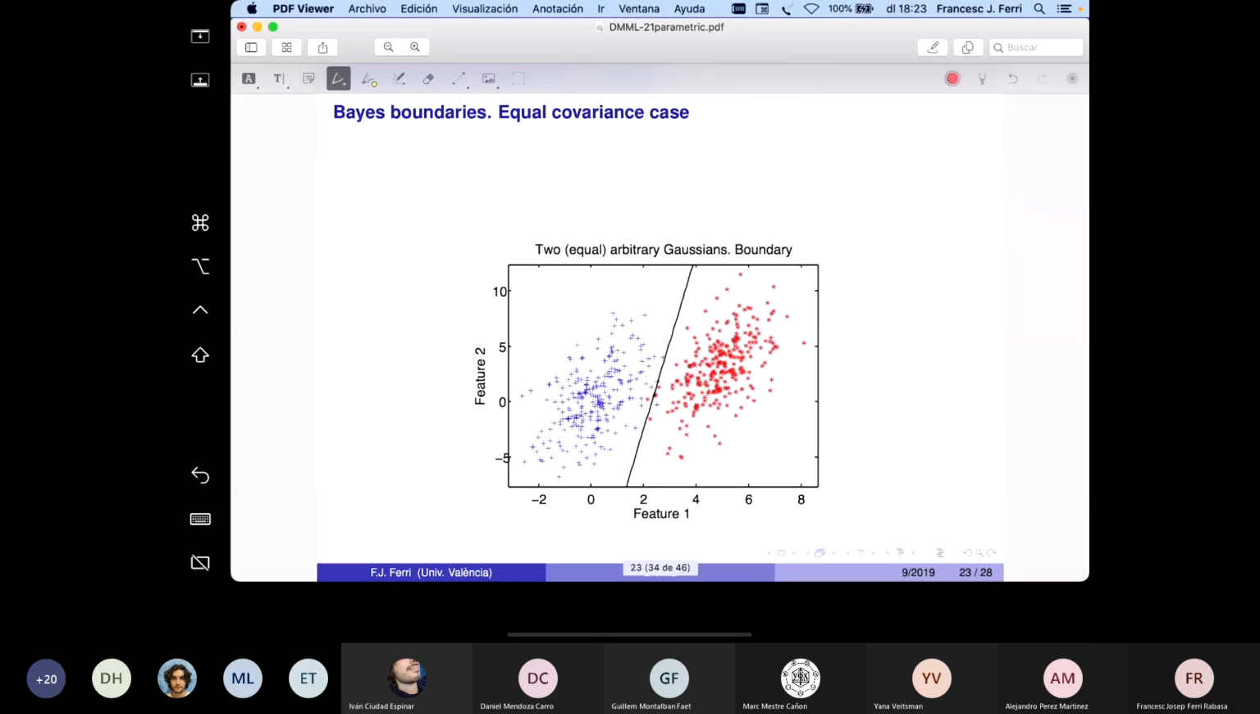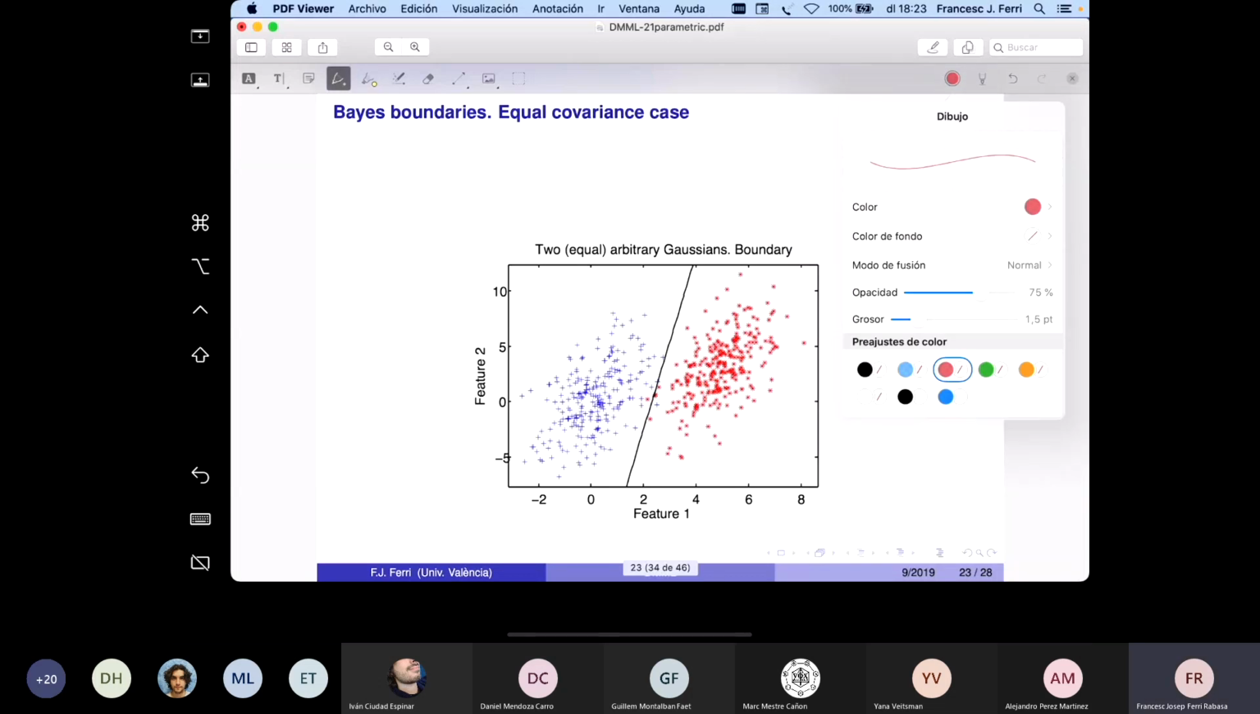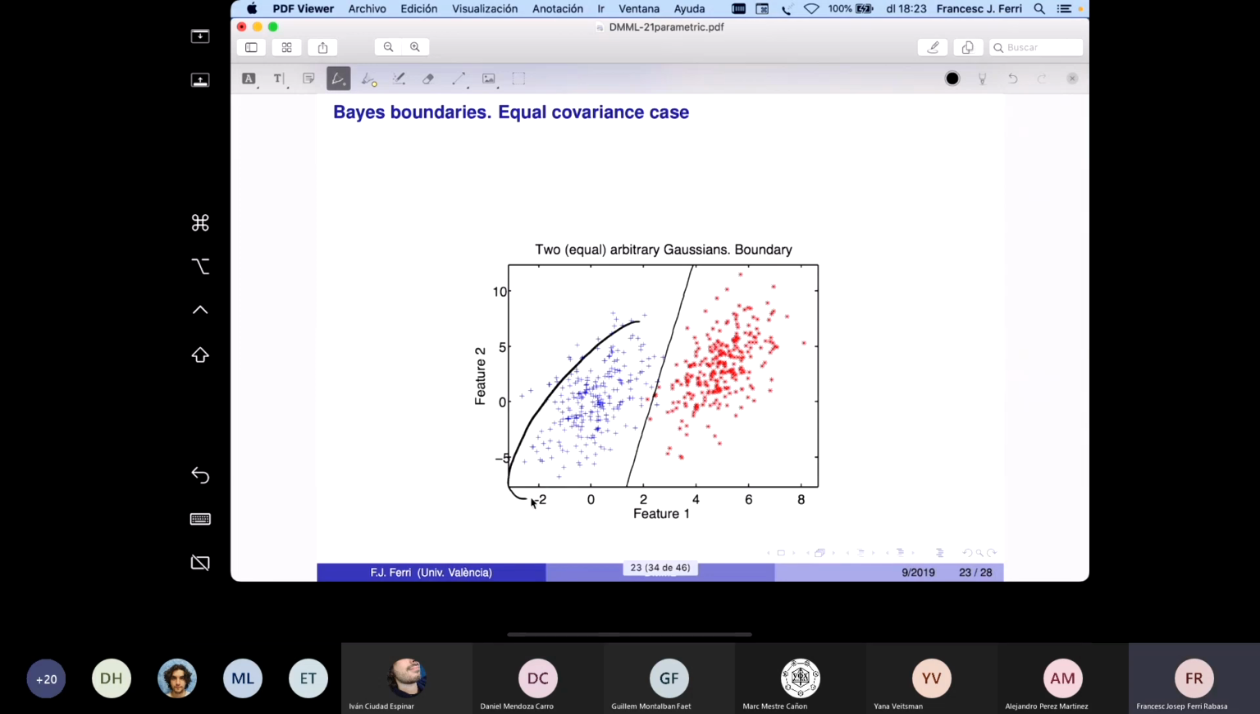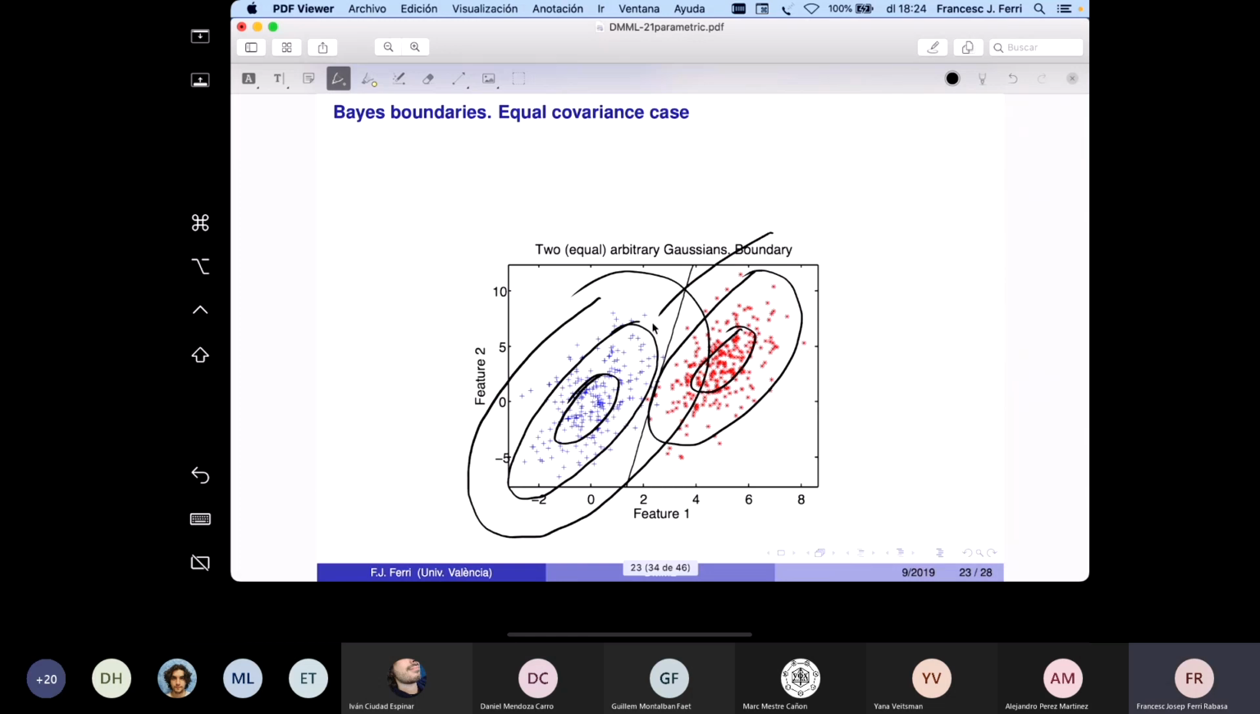I mean, it happens that, for example, here, covariance like this, covariance like this, but when you consider Mahalanobis distances like this for both classes, then the places which are at the same distance from both means belong to a line. Is that okay?